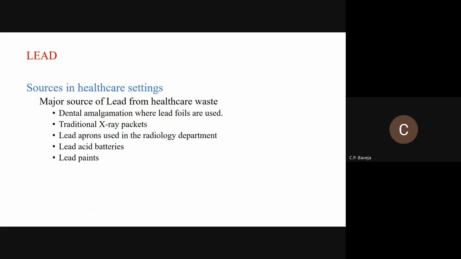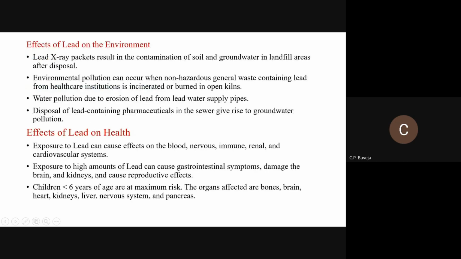Then Z. What are sources of Z in healthcare settings? Major sources of Z from healthcare waste are dental amalgamation, where Z foils are used, and traditional X-ray packets, and Z aprons used in the radiology department, Z acid batteries, Z paints. Effect of Z on the environment.